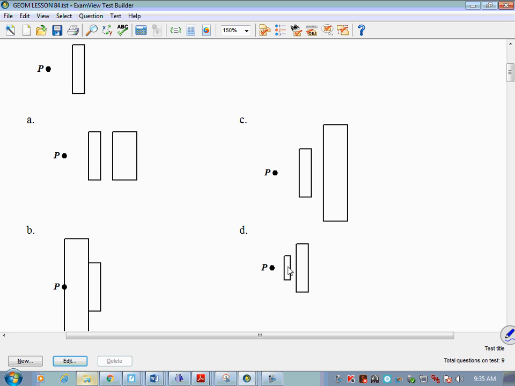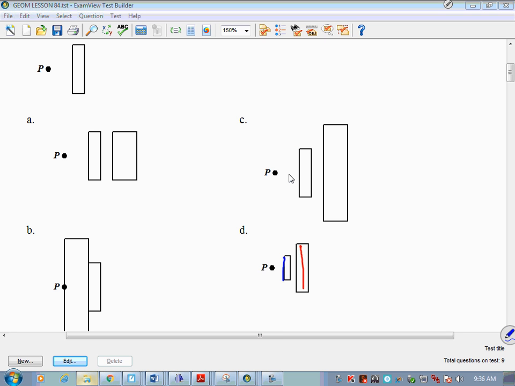2 times as large. So here where my cursor's at, this guy right here, that's my image. This is my preimage. Does it look like I went up by 2 or I went up by 1/2? Or really went down by half, right? All right, so D is a reduction. Does C look correct? Yes, right?